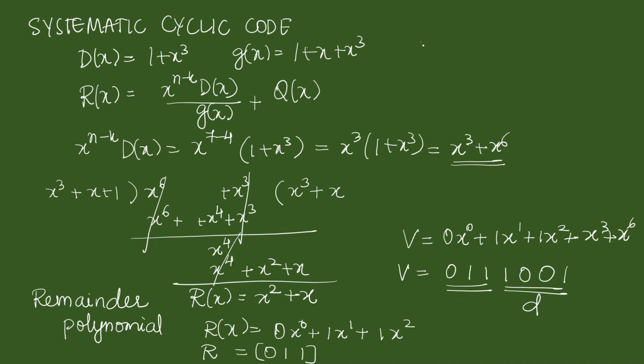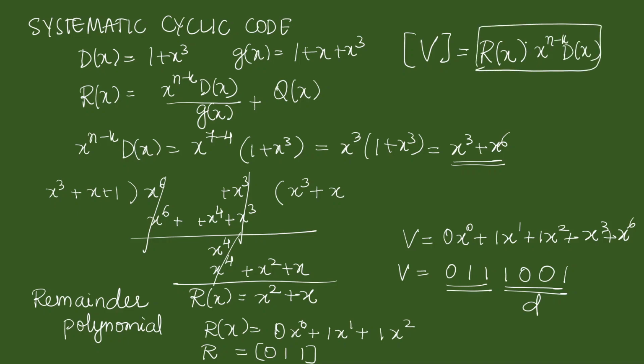So how do we write the code word in the systematic way? First you write the remainder polynomial, followed by x raised to n minus k into d of x in the second part. This is how we construct the code word in the systematic and non-systematic way for the n, k cyclic code.